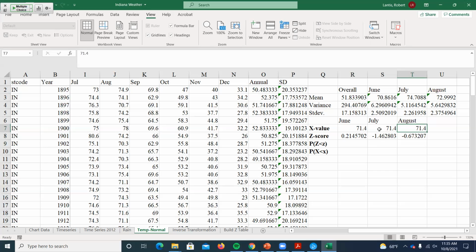So it's going to be less likely that I see the average temperature be 71.4 or lower in July than it would be in June, right? And that's because June has a much lower average, right? 71.4 in June would actually be something that's above the average temperature, right? But I can find the probability in each one of these months that I see that average temperature of 71.4. So how can I do that?